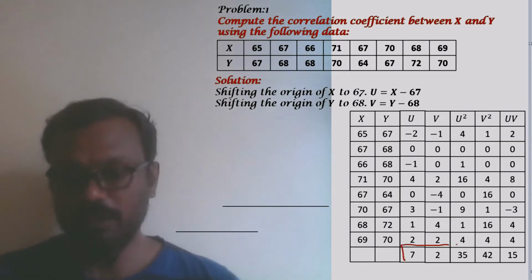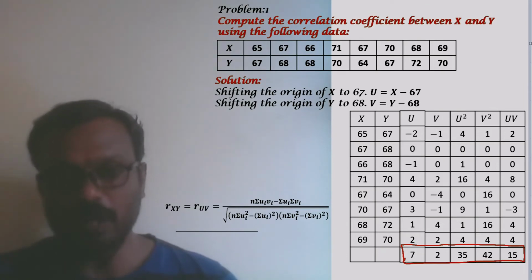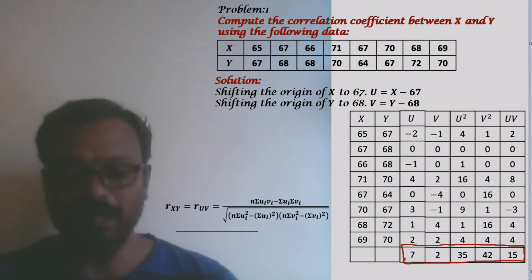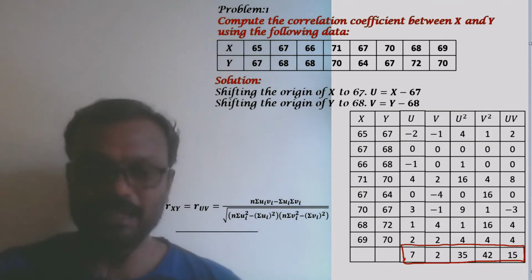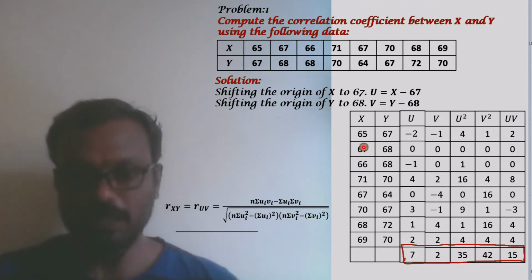So here we have the summations of these values, which will help us substitute directly in the formula for the correlation coefficient. We have discussed in the properties that the correlation coefficient is independent of shift of origin, so Rxy is going to be the same as Ruv, and we just apply the formula. Here n is the number of data given to us. So here I think we are given 1, 2, 3, 4, 5, 6, 7, 8 data points. So n is equal to 8.